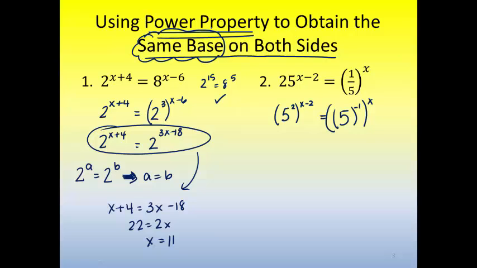Well, using the power property, that's what we're using here, I have 5 to the 2x minus 4 equals 5 to the negative x power. What does that mean? It means that 2x minus 4 must equal negative x. So let's solve. Negative 4 equals negative 3x, so x equals 4/3.